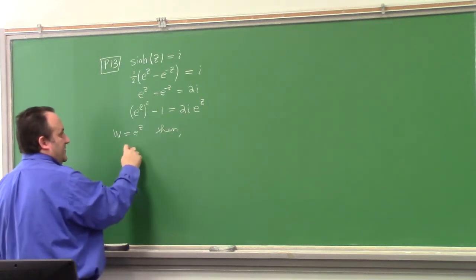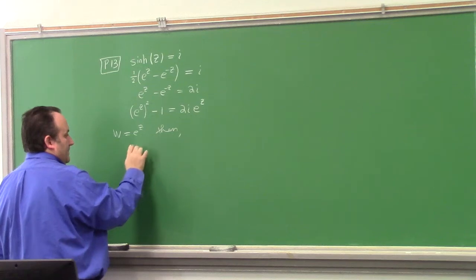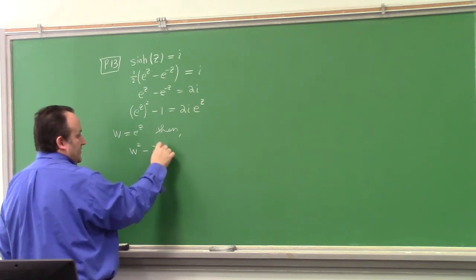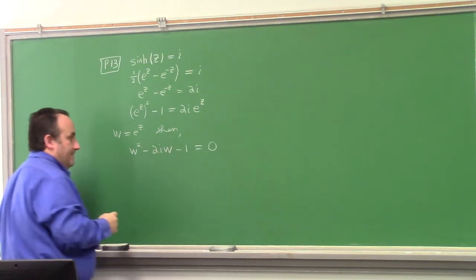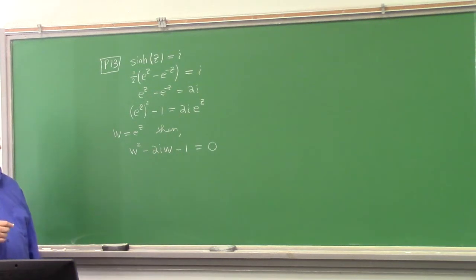then what do we have? We've got w squared minus 2iw, right? Minus 1 equal to 0. So we can change this to a quadratic equation in w like this.